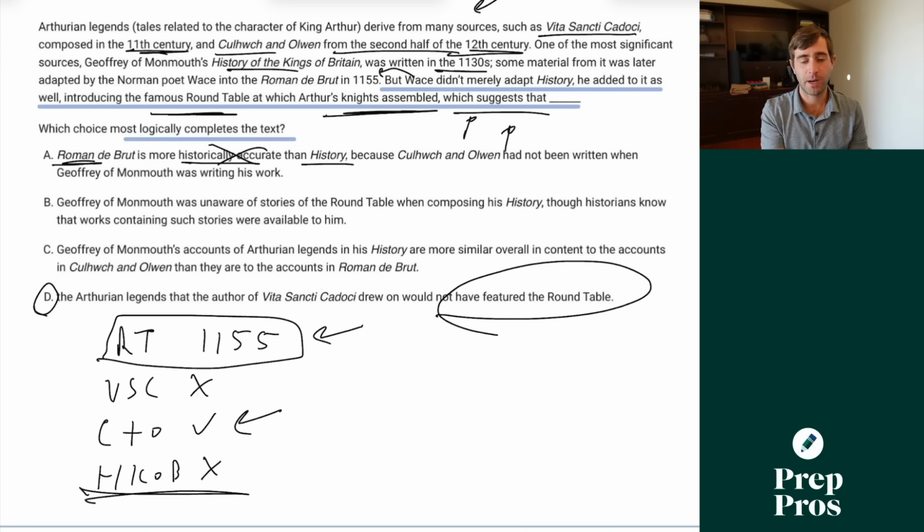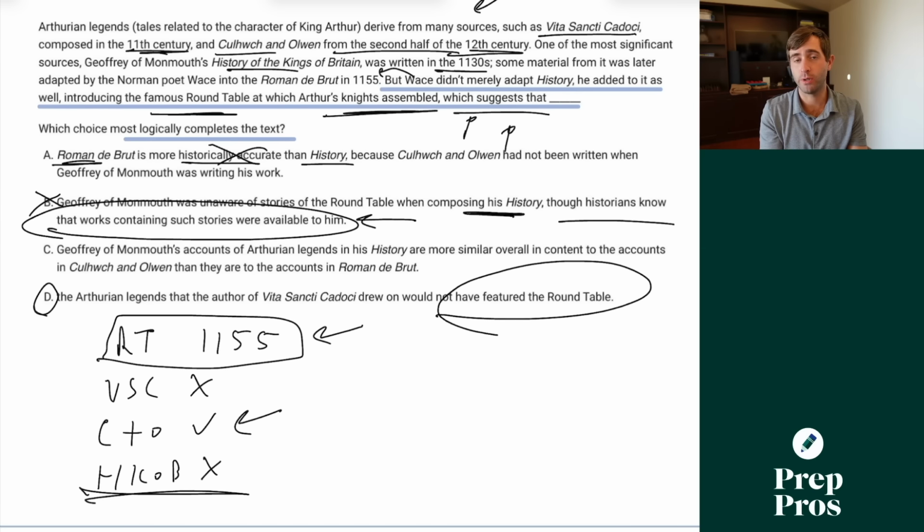B, Geoffrey of Monmouth was unaware of the stories of the Round Table when composing his history. Maybe. Though historians know that the works containing such stories were available to him, there is no way we can prove that from the text. For SAT reading, you have to be able to point to evidence to prove the correct answer. If stuff could be true, that is a common wrong answer.